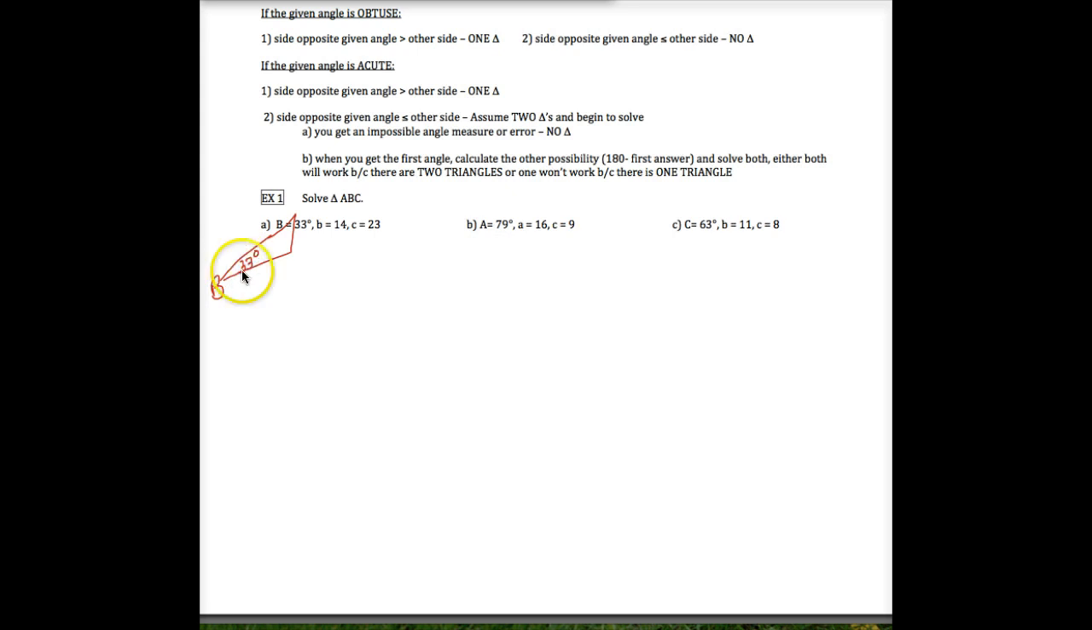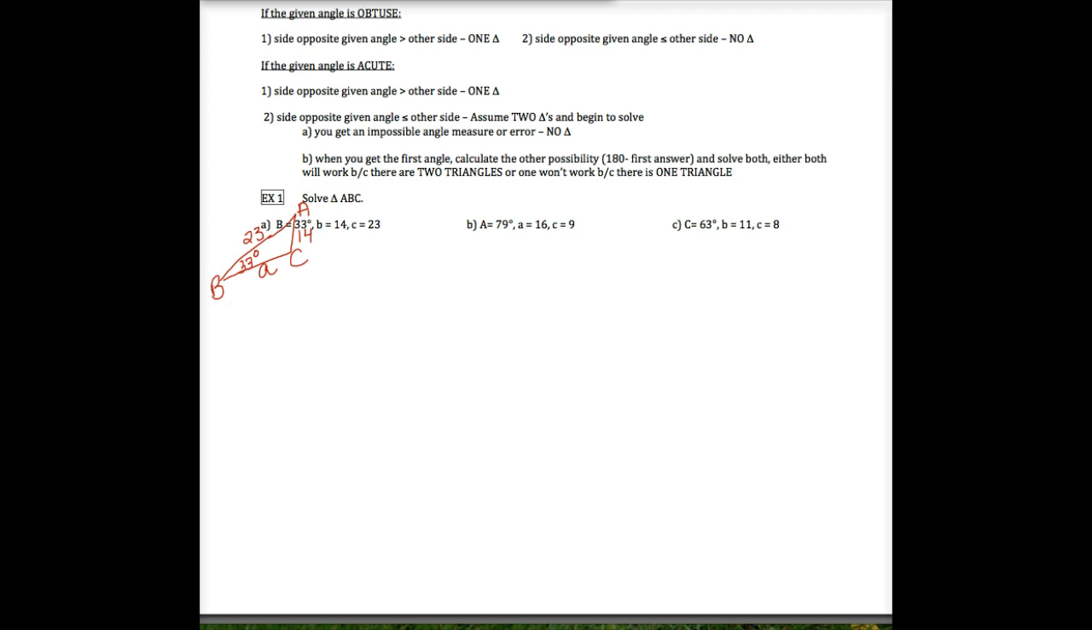Side B should be across from angle B, and it says that that is 14. And then it says side C is 23. Again, it doesn't matter which side you make C, just as long as you label everything else appropriately. So let's say I make this C, which means that side C would be over here at 23, which means this would be angle A and this would be side A.